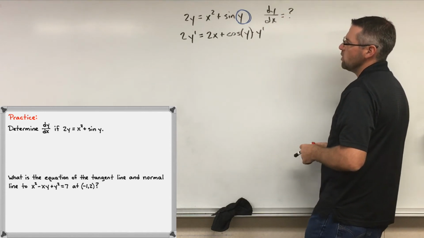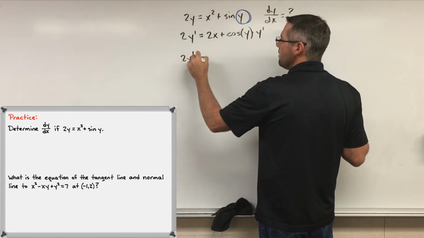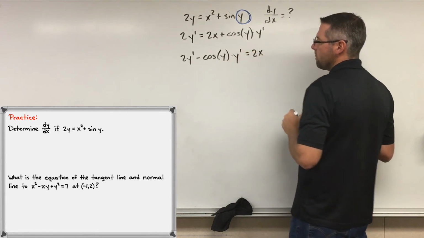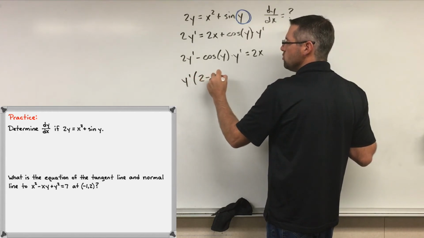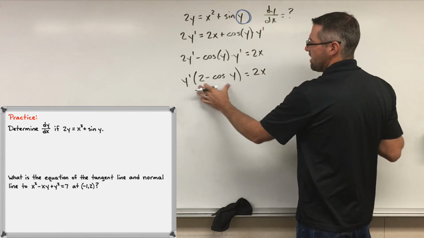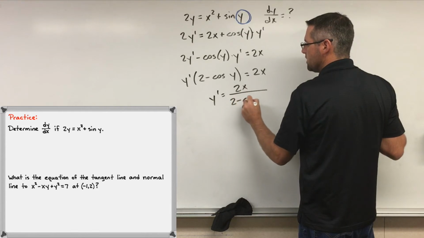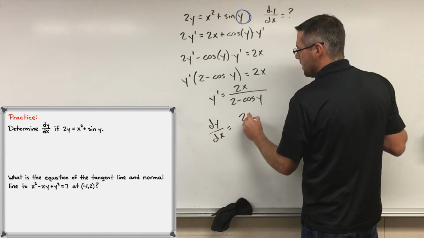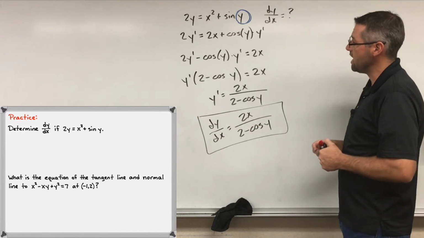So how could we go about doing this? Well, we're going to have to get all the y primes over on one side. So it might look something like this: 2y prime minus cosine of y times y prime equals 2x. And then we're going to factor out a y prime because both of those have that. So we get y prime times 2 minus cosine of y equals 2x. And then we can get y prime by itself just by dividing by that entire parenthesis. So we end up with y prime equals 2x over 2 minus cosine of y. And then again, we can rewrite that as dy dx equals 2x over 2 minus cosine of y. So that is my derivative of y in respect to x.